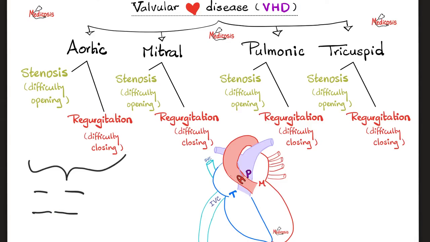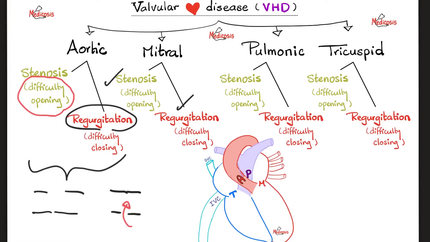Whereas regurgitation is difficulty at closing. It is supposed to be sealed, shut like this, perfectly closed. Instead, it could not close as much, which can lead to backward flow of blood, which is regurgitation. Put differently, stenosis hinders the forward movement of the blood, whereas regurgitation permits the backward flow of blood. That was profound. In the last videos, we talked about mitral stenosis and mitral regurg.